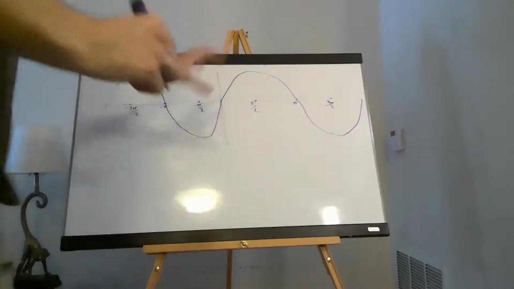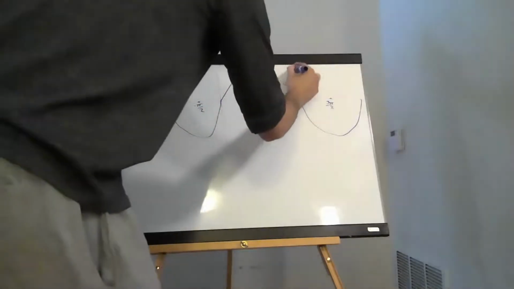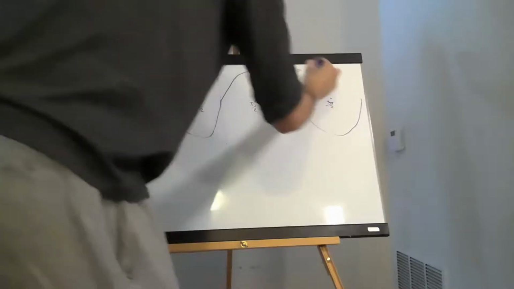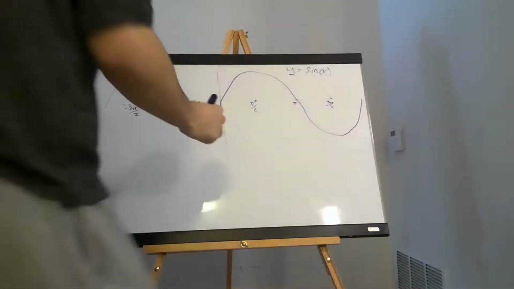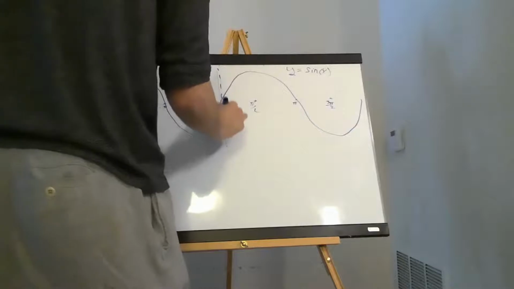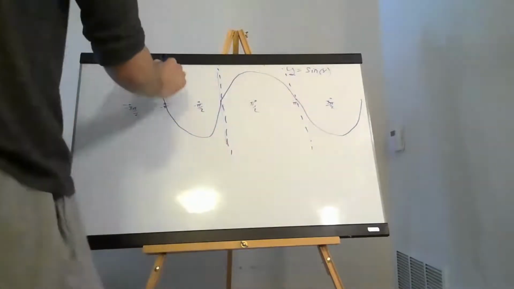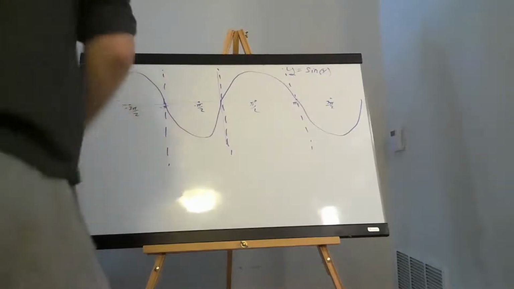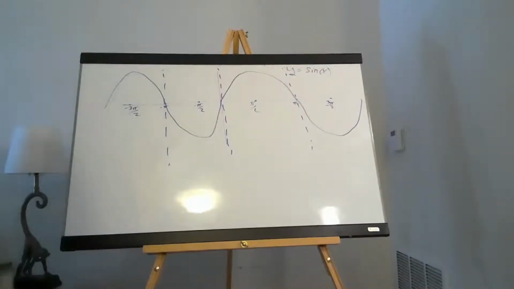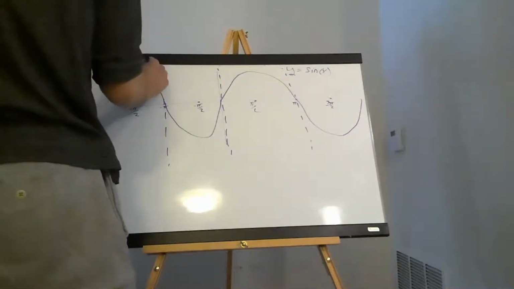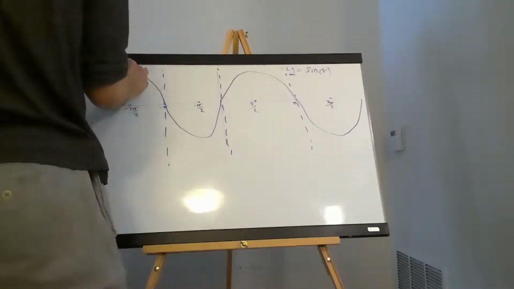Okay, so this is y equals sine of x. This is just the basic graph for sine. So now, keeping in mind that same logic we used with cosine, we are going to do the exact same thing to get cosecant from sine.